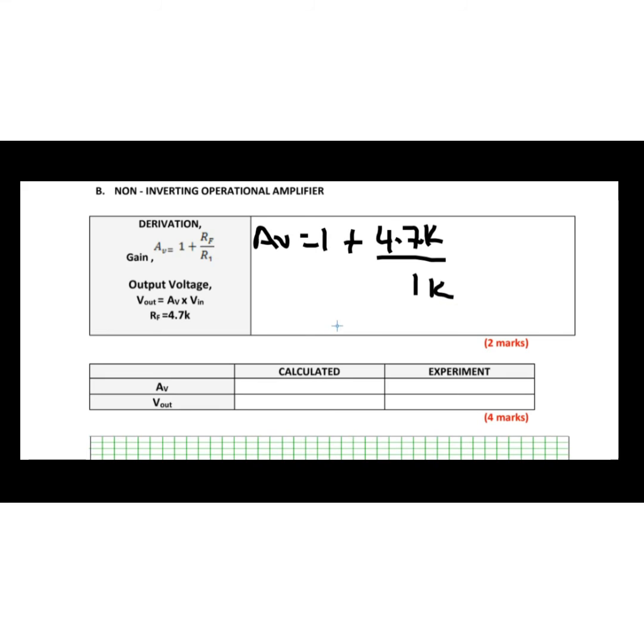So this is a calculation for the non-inverting amplifier. So for the AV is 1 plus 4.7k divided by 1k, so we get 5.7. For the V out is AV times V in, so AV is 5.7 times V in is 1 volt, so we get 5.7 volt.